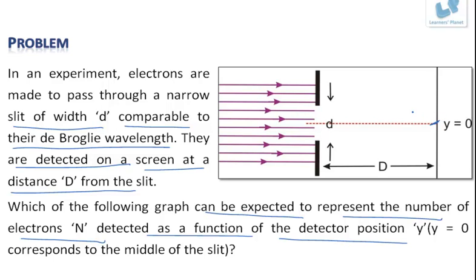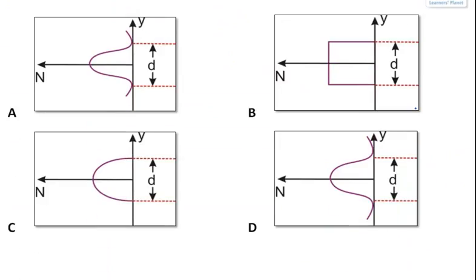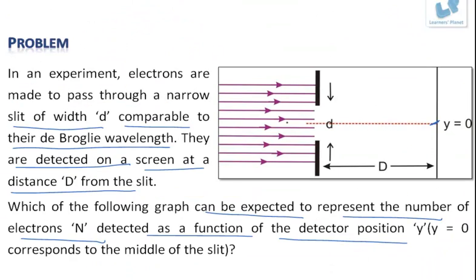Okay, now let us look at the options that are given. Just closely look at all the options that are given. Now we know that electrons, when they pass through this slit, they will be interfering constructively at the center. Electrons reaching at the center will have no path difference, so they will have a maxima, and as you move away from it, there will be destructive interference as well as constructive interference.